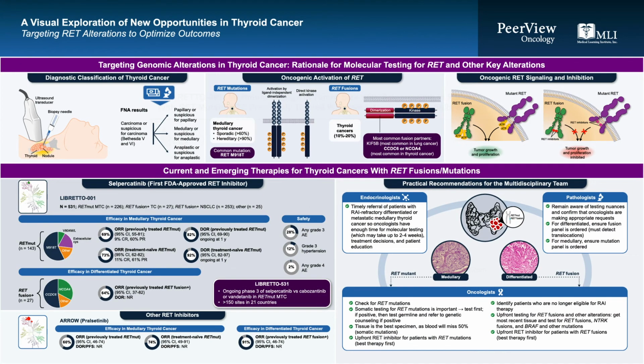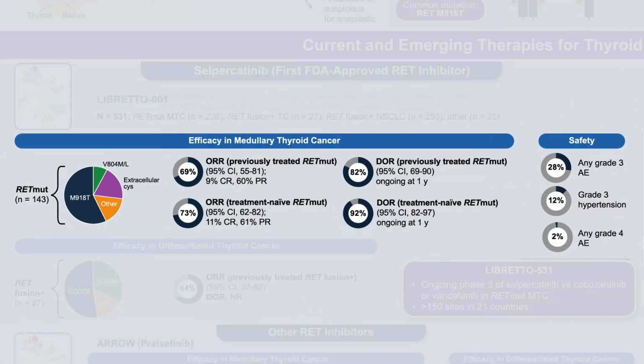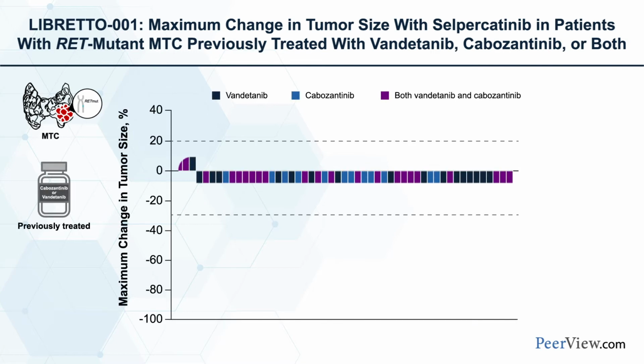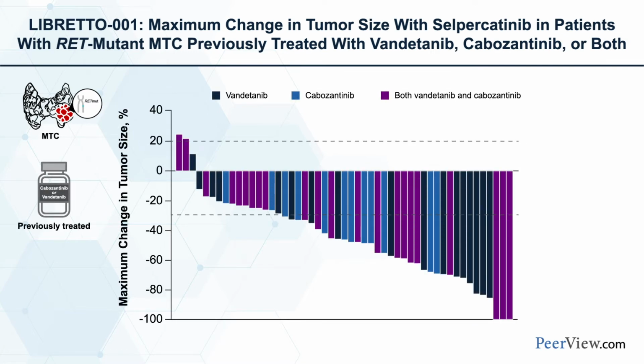Now let's just focus in a little bit more on the data for medullary thyroid cancer. So now let's turn to the waterfall plot from the New England Journal of Medicine paper that was recently published. The vandetanib and cabozantinib, as well as the patients that were treated with both, were all equally likely to benefit from treatment with selpercatinib. And you can see that it didn't seem to matter what prior therapy they had had.